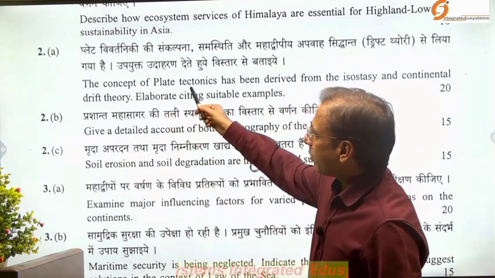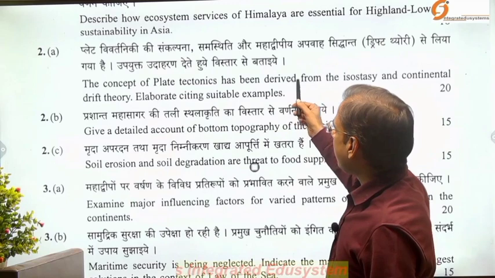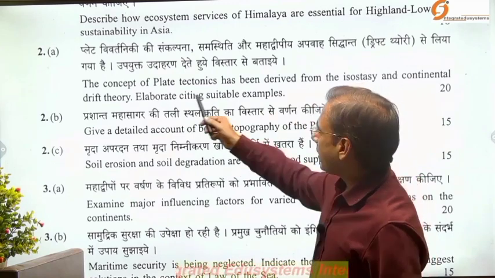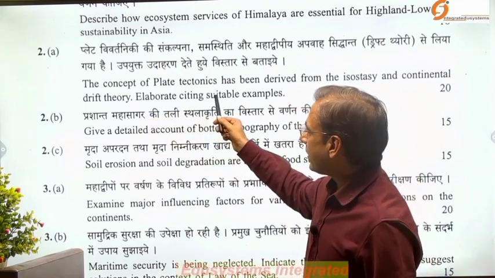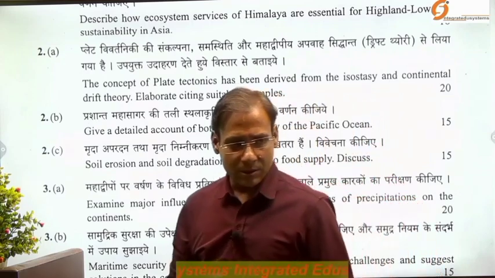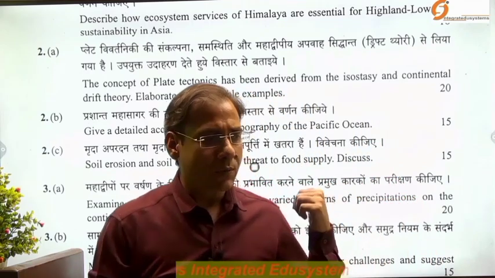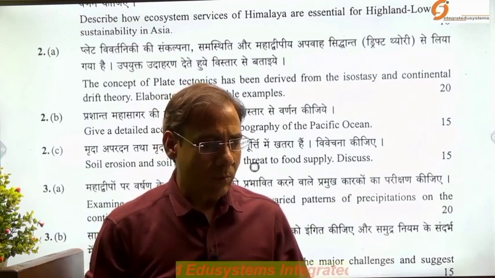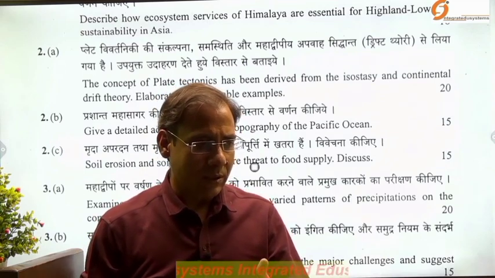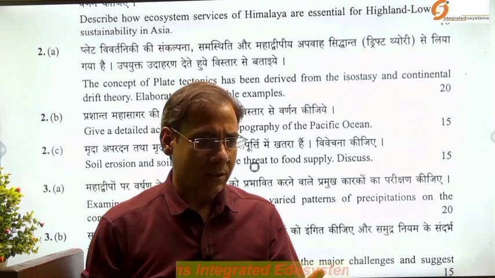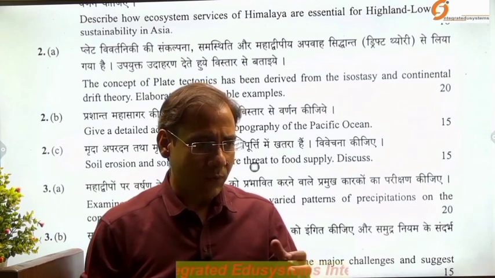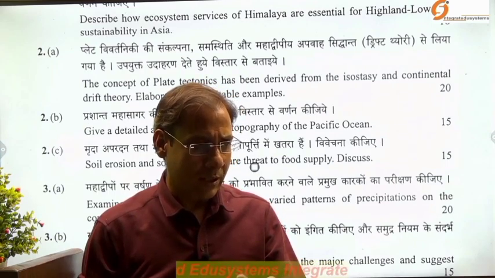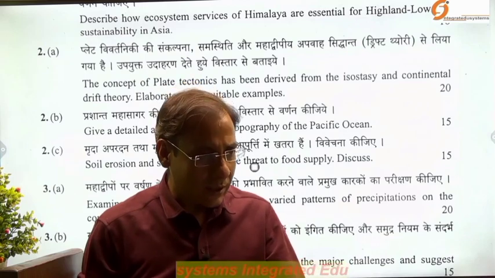The concept of plate tectonics has been derived from the isostasy and continental drift theory. Elaborate, citing suitable example. This question is from geomorphology. जियोमॉर्फोलॉजी में प्लेट टेक्टोनिक्स के थ्योरी के पहले भी कुछ थ्योरीज आई. कहता है क्या उस थ्योरी का इन्फ्लुएंस था प्लेट टेक्टोनिक्स के ऊपर? अगर था तो एग्जाम्पल के साथ बताइए.